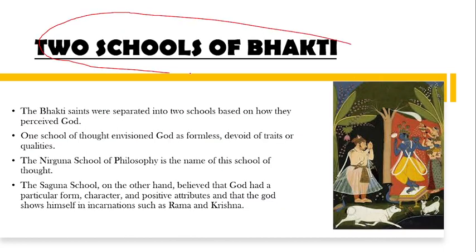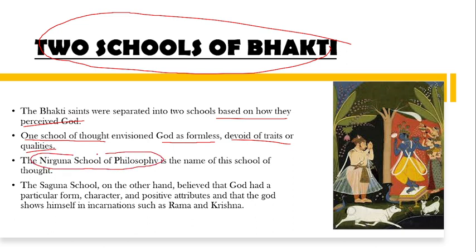So let's see the two schools of Bhakti here. These Bhakti saints were separated into two schools based on how they perceived God. One school of thought envisioned God as formless, devoid of traits or qualities. The Nirguna school of philosophy is the name for this school of thought. The Saguna school, on the other hand, believed that God had a particular form, character, and positive attributes, and that God shows himself in incarnations such as Rama and Krishna. So, one school thought God as formless, the other thought God would come himself in different incarnations like Rama and Krishna, and that is called Saguna.